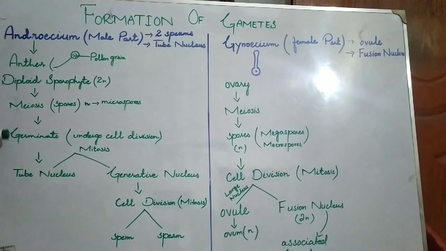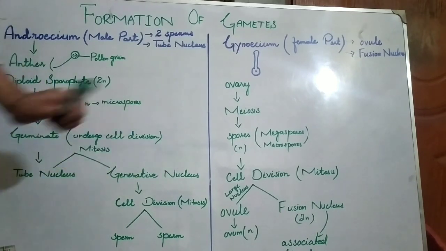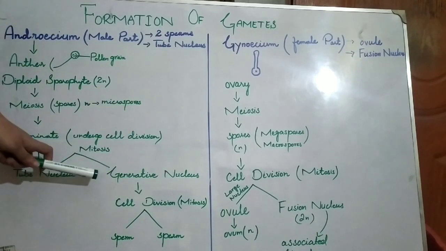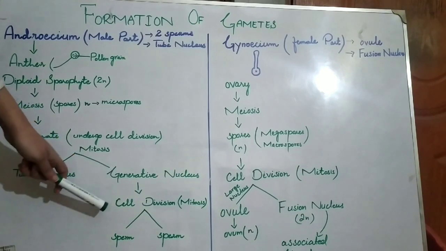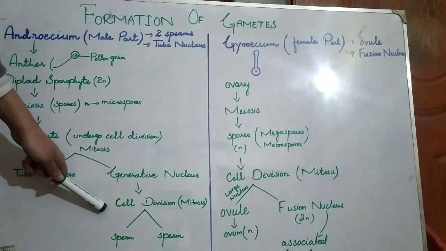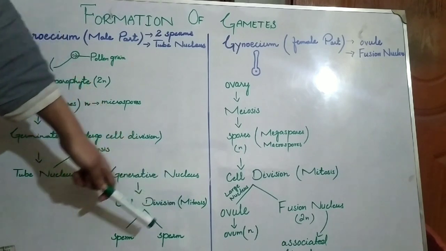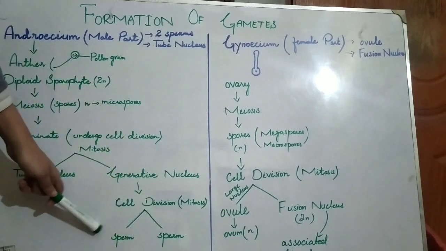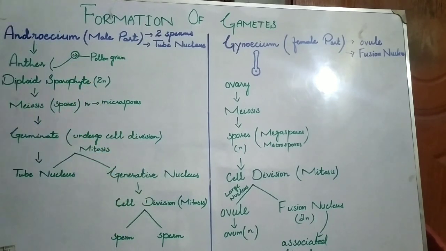Now it undergoes further germination and cell division, which is called mitosis. In mitosis, it will produce the tube nucleus and the generative nucleus. Now, from the generative nucleus, further cell division will occur, which is also called mitosis. As a result of mitosis, two sperm cells will be produced.